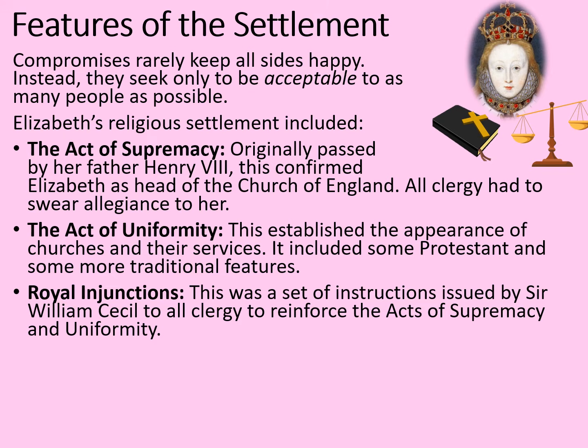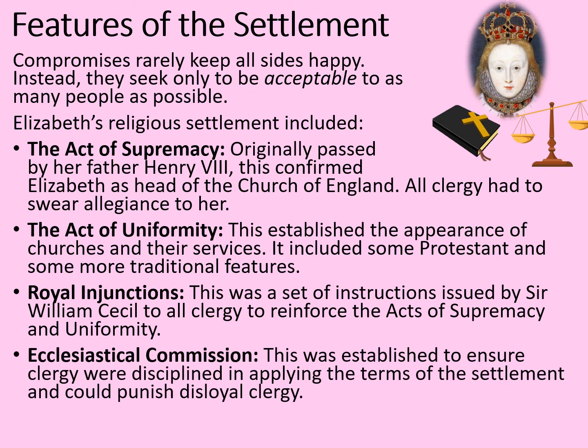Then there were the Royal Injunctions. This was a set of instructions issued by Sir William Cecil to all clergy to reinforce the Acts of Supremacy and Uniformity. So if anyone was refusing to swear allegiance or to change their church in a more uniform way, then the Royal Injunctions could be issued to force them to do so. And then there was the Ecclesiastical Commission. This was established to ensure clergy were disciplined in applying the terms of the settlement and could punish disloyal clergy.